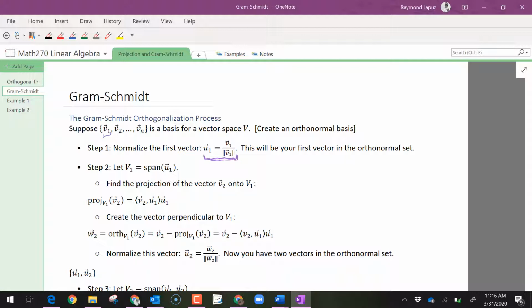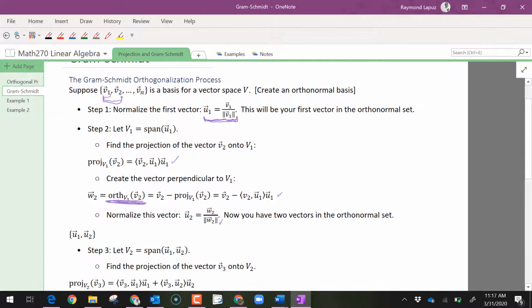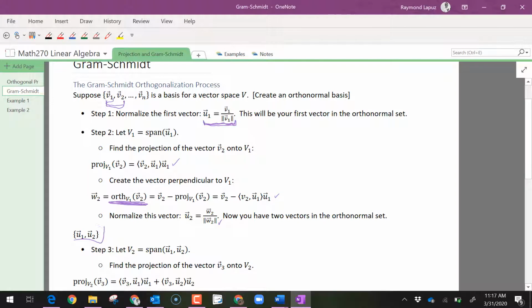Now we take v2 and project v2 onto v1. It's the same as projecting it onto U1. And then we get our projection vector, and we find our orthogonal vector. We're going to temporarily call that w2, because this vector is going to be orthogonal to the first vector, but it may not necessarily be a unit vector. And so as our last step, we make it into a unit vector. And now we have two vectors, U1 and U2, that are orthonormal. So we'll continue on.